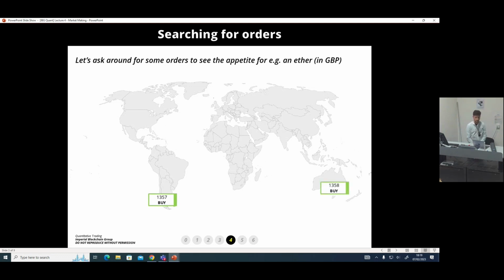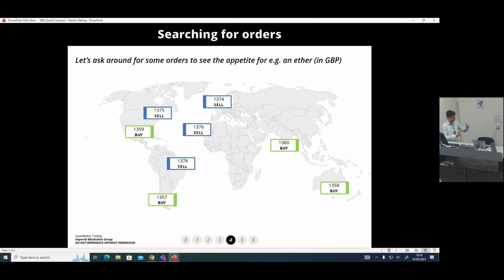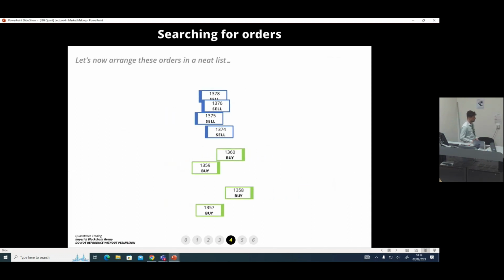Other people might come into the market and raise the buying price a bit, and so on, until we have a canvas of different buyers who want to buy an Ether coin. Conversely, we also have sellers on the other side from different locations around the world, hence decentralized in the context of crypto. And then we fill all these sell orders as well. So we have buy orders and we have sell orders.